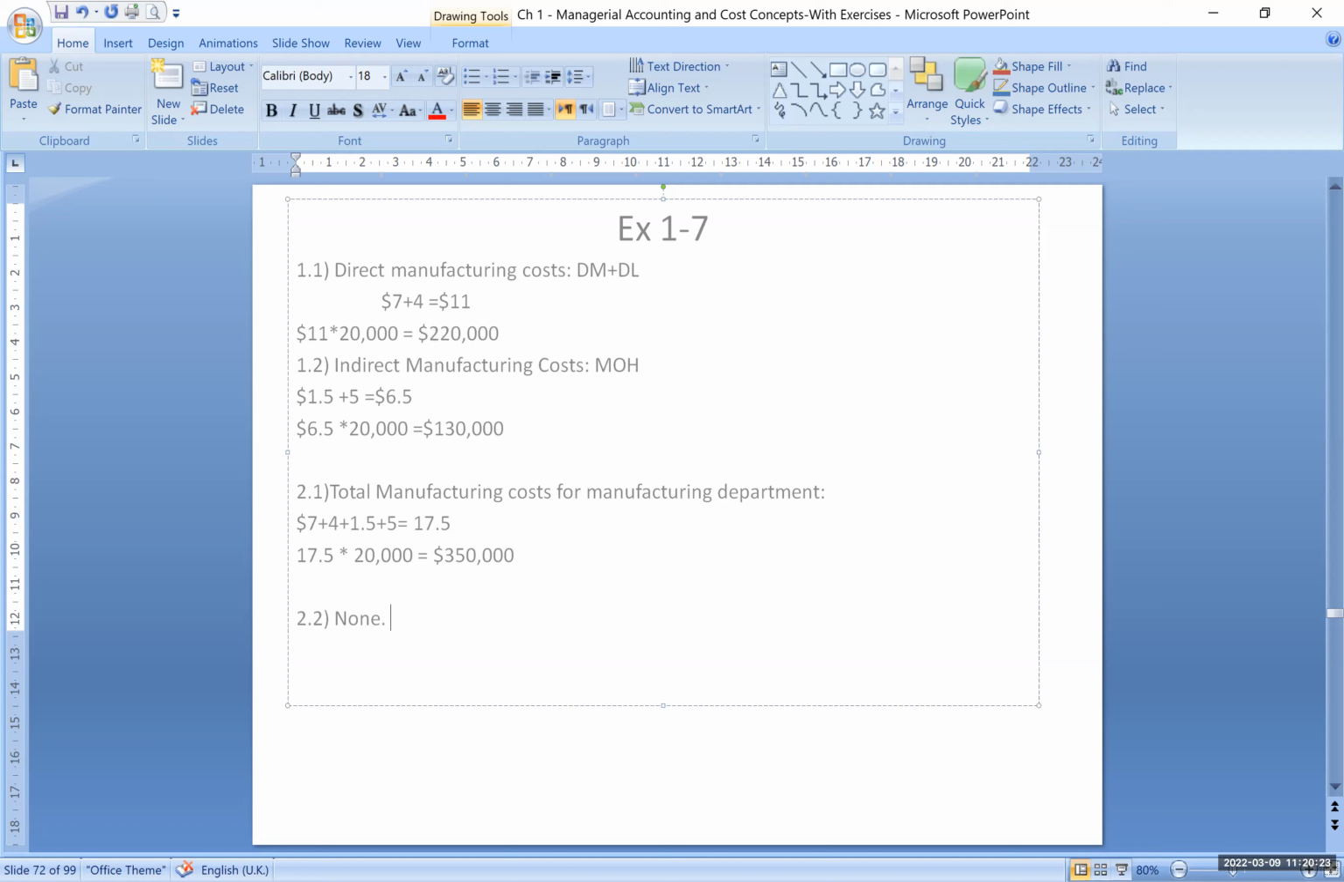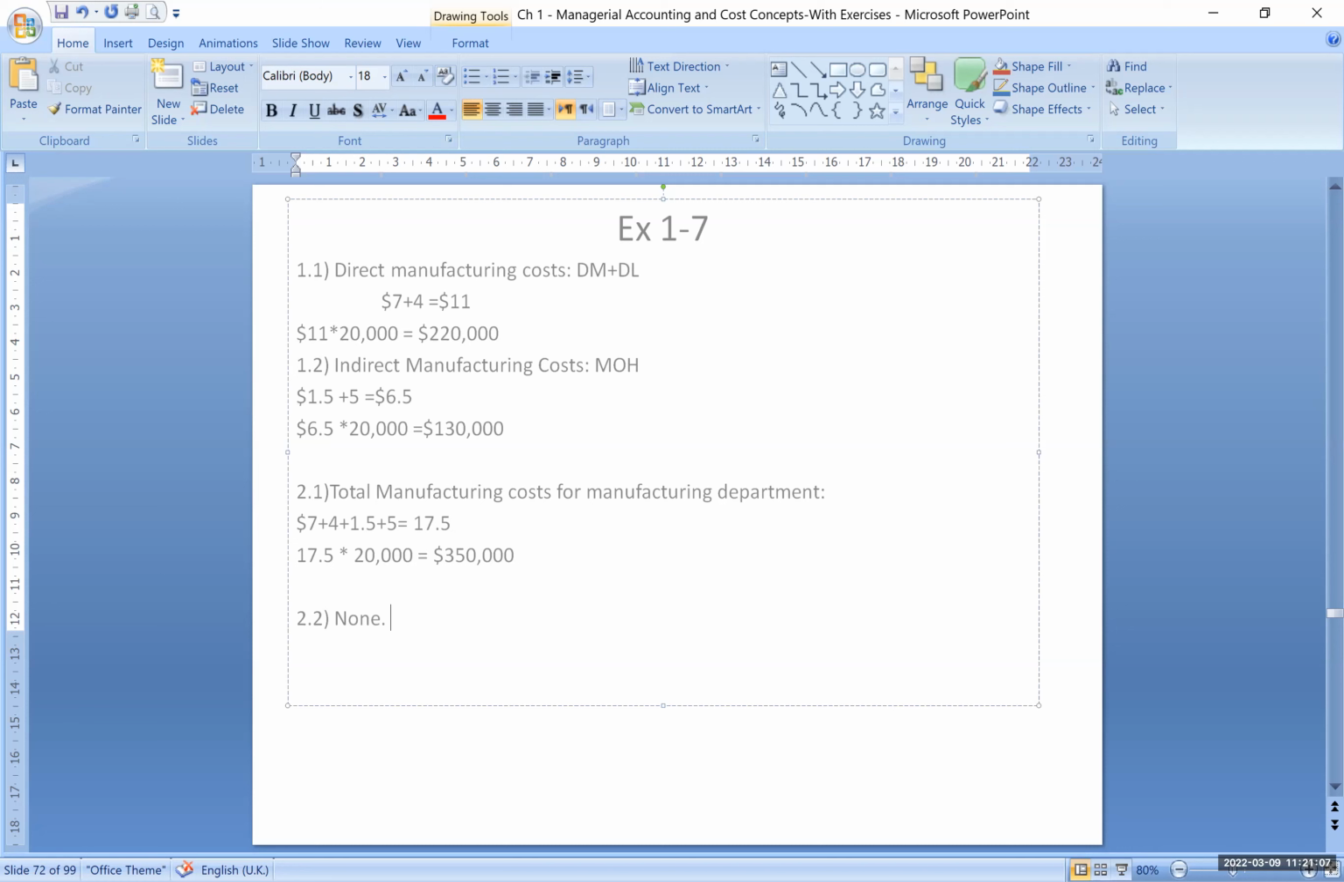We don't have any. If we are talking about a unit, then we can say some variable manufacturing overhead and fixed manufacturing overhead can be treated as indirect cost for the unit, not for the department. So for the department, all the costs can be traced, which means can be allocated to the department. Again, if the object is the unit of activity, unit of product, indirect manufacturing costs cannot be traced, and can be treated as indirect costs.